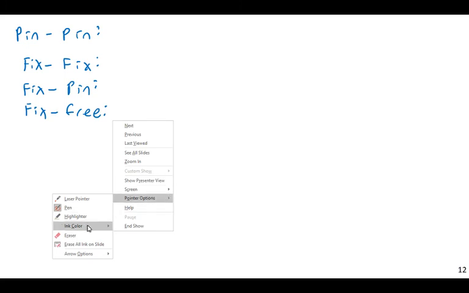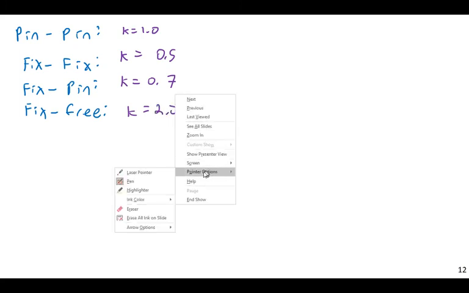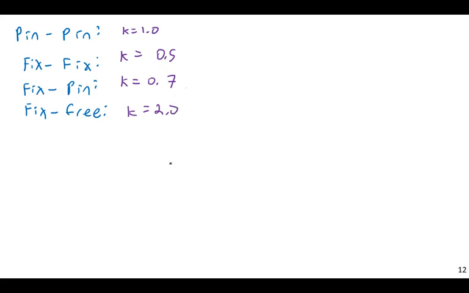So here, let's look at the k's on these. K is equal to 1.0. Here k is equal to 0.5. Here k is equal to 0.7. And here k is equal to, sorry, 2.0. And what would we find? We would find that for the first, P actual must be less than or equal to 10.01 kips.